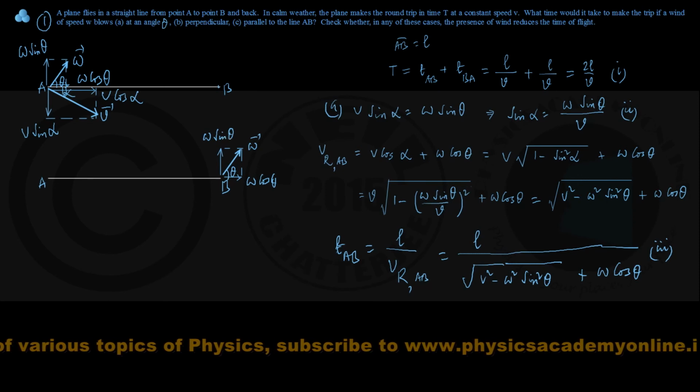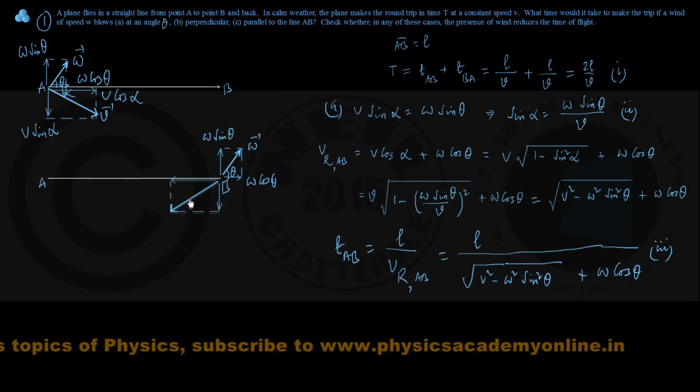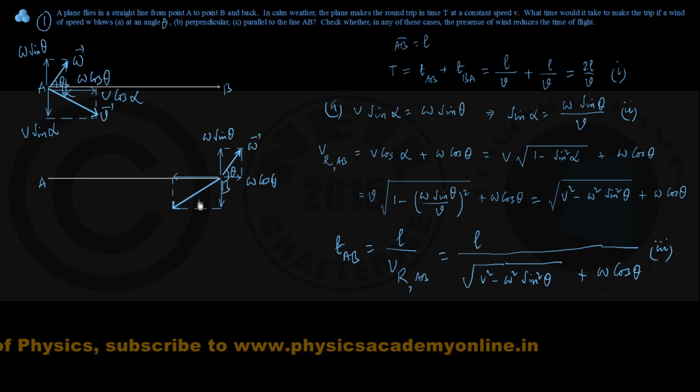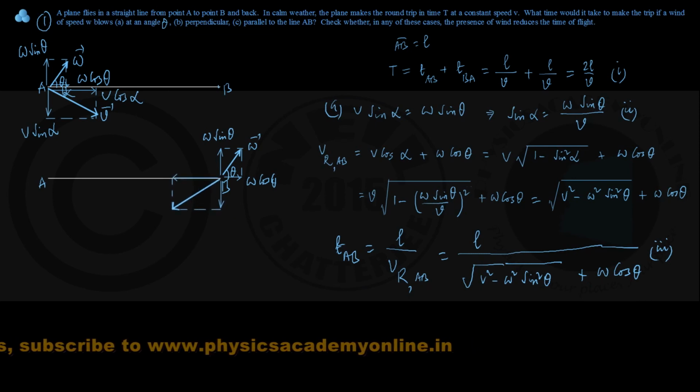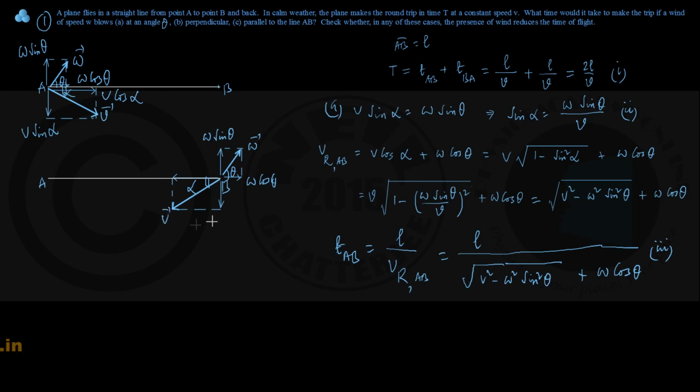Now this time, the pilot is directing his plane at an angle of alpha with the direction BA, isn't it? Because he has to return now from B to A along this straight line only. And once again, if this V is the plane velocity.